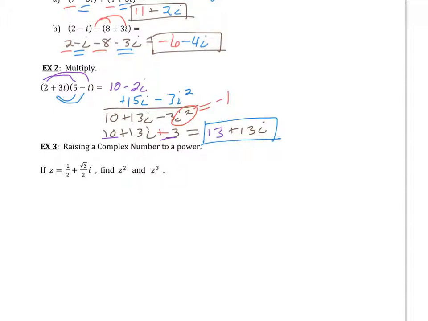So moral of the story is you have to take care of i squareds, i cubes, i to the 4th. So i squared is a very popular one. It's the same as negative 1. All it does is change the sign of the term and then you drop the i squared.